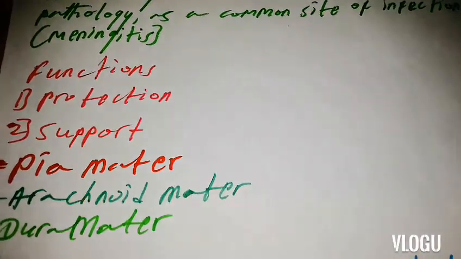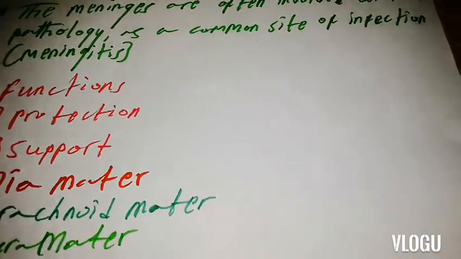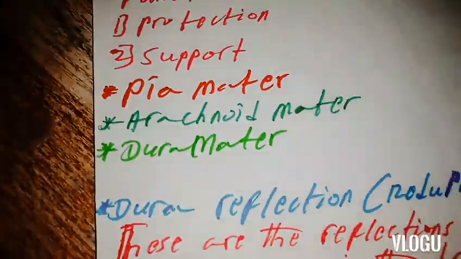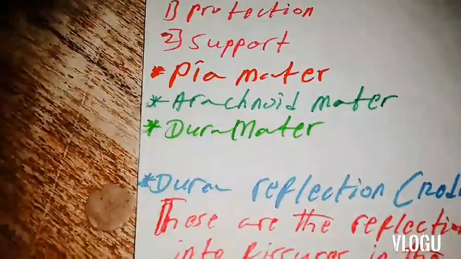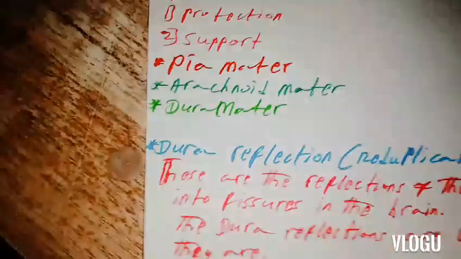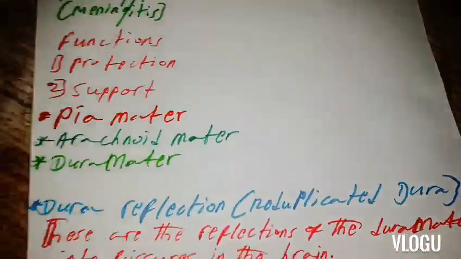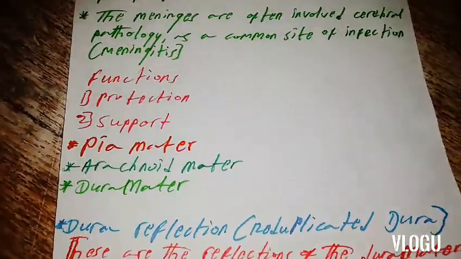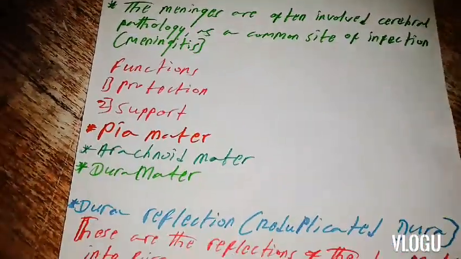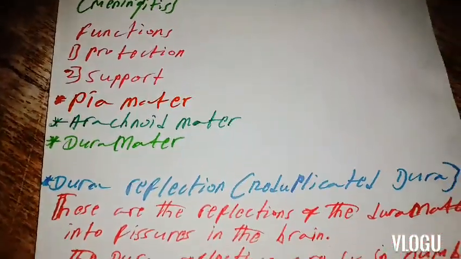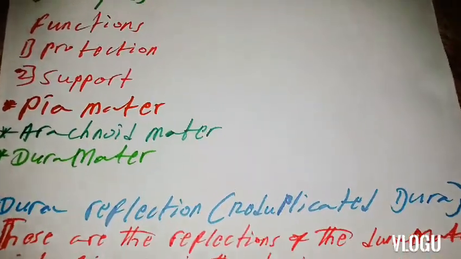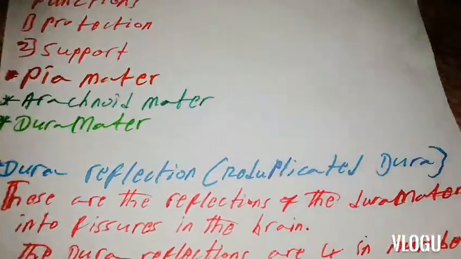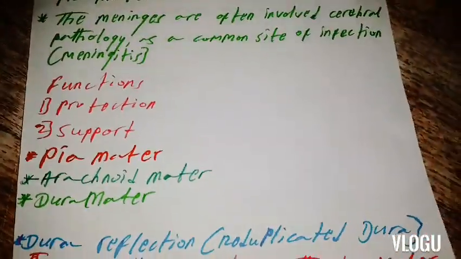Now, the dural reflections. A moment ago, I talked to you about dural reflections. I said at certain points, the meningeal layer of the dural matter reflects into fissures in the brain to form what we call dural reflections, or reduplicated dura. The dural reflections are reflections of the dural matter into fissures in the brain. The dural reflections are four in number.